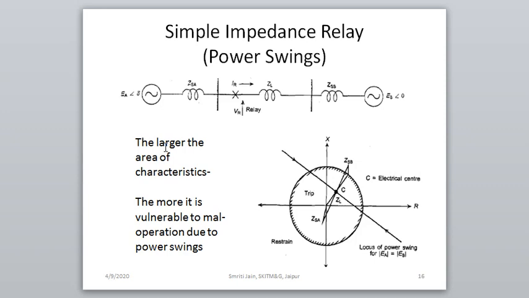The more the area of the characteristic on the R-X plane, the more it is vulnerable to the mal-operation due to power swings because during a power swing, the voltage and current vary heavily and hence they can come into the locus of power swings, that is at the point C. Point C is known as the electrical center because it coincides the line fault characteristic as well as the locus of power swing. So the probability of the system falling at point C, that is the electrical center, is more during power swings and hence simple impedance relay is not immune to power swings. It will operate during power swings.